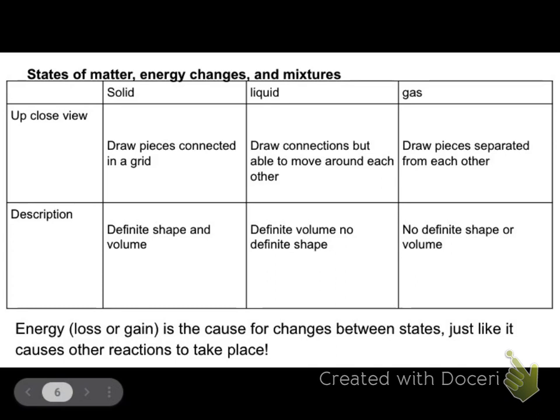Energy loss or gain is the cause for changes between states, just like it causes other reactions to take place. So remember, I said in order to go from being a solid to a liquid, you have to put energy in enough to break some of those bonds, loosen things up. Even more energy needs to be added to go from a liquid to a gas, and that's how you would break those bonds enough that they would move further and further apart from each other. And then the opposite would be true if we're going back down. So you would lose energy to go from being a gas to being a liquid, and from a liquid to being a solid.